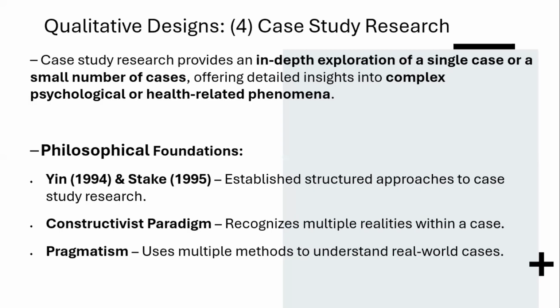Okay, and you can use different variants. You can do the Yin approach, the established structure approach. You can do the constructivist approach, where you focus on understanding the different realities of this particular case. Or you can use the pragmatist approach, where you decide that I'm going to gather different methods about this person.